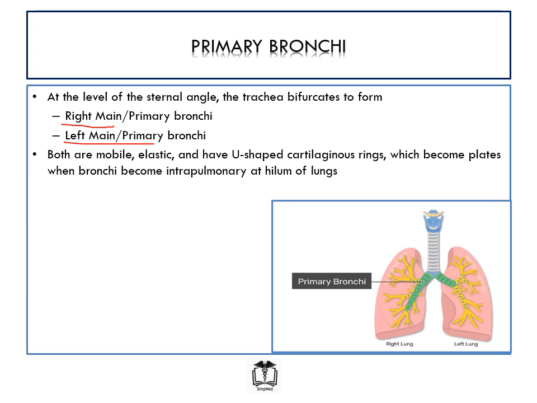Both of these bronchi tend to be mobile and elastic, and they have U-shaped cartilaginous rings, just like the trachea, but smaller. And these rings eventually become plates when the bronchi become intrapulmonary. So once these main bronchi enter into the lungs, the U-shaped cartilaginous rings become more like plates that pad the bronchus and keep it patent, while air is conducted to and through the respiratory tree.